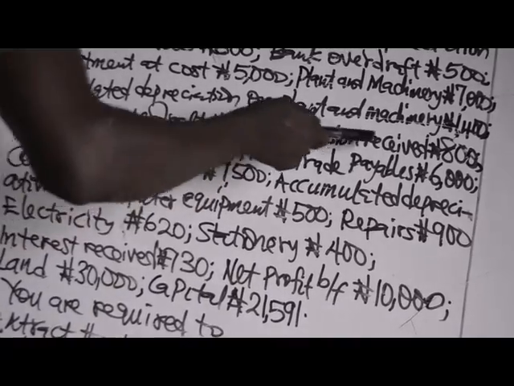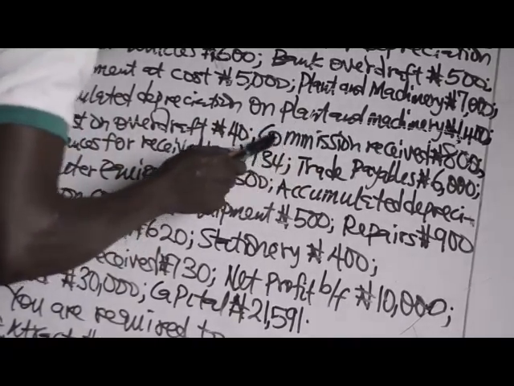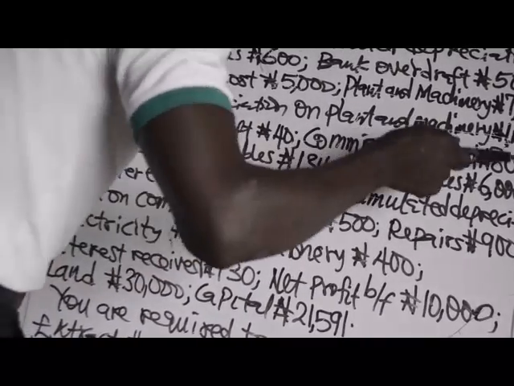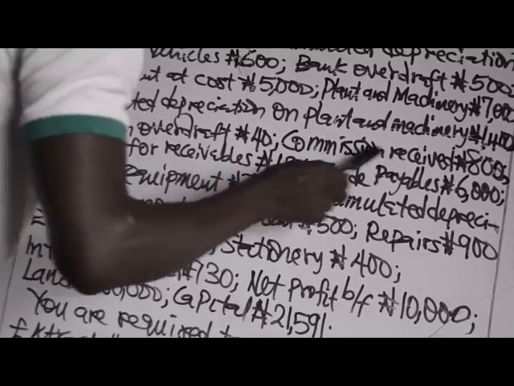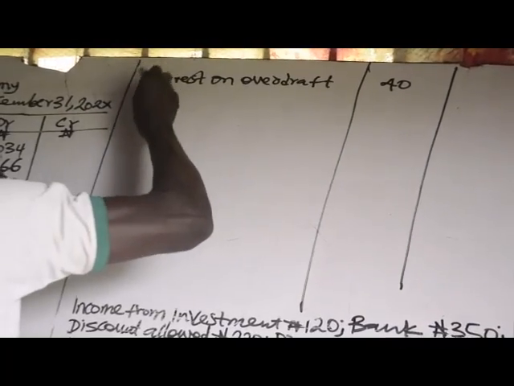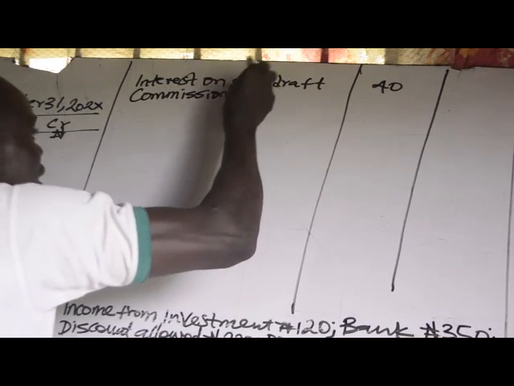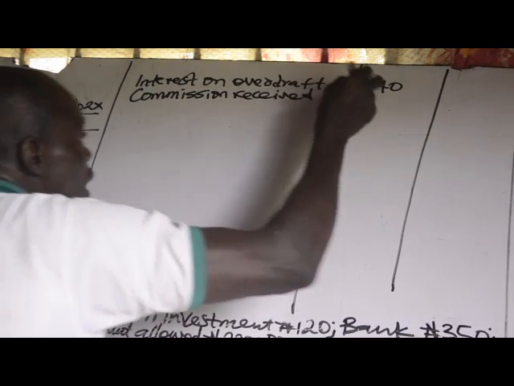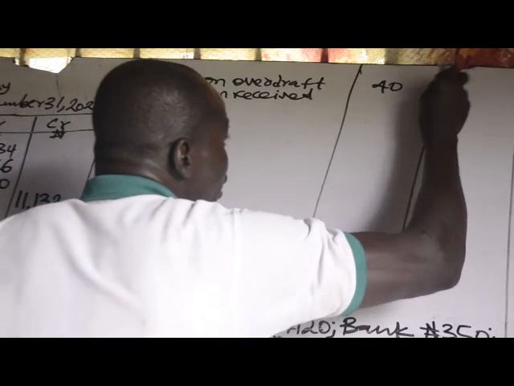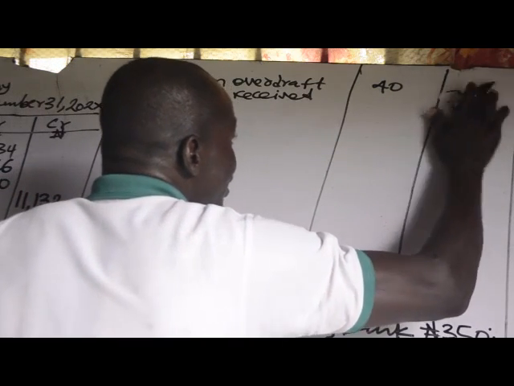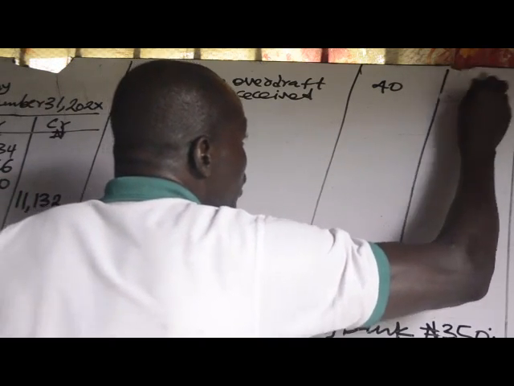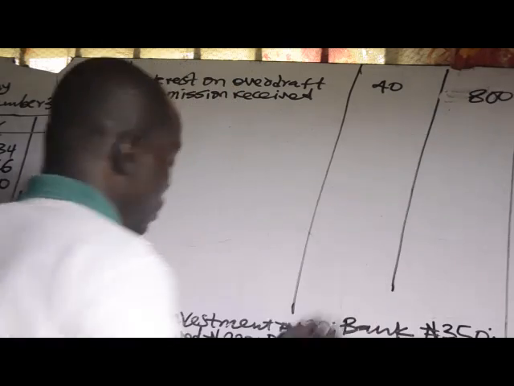Back to the question. Commission received. The commission you receive is an income to you. An income should be credited. Therefore, commission received, and that amounted to 800 naira. Commission received is amounted to 800.